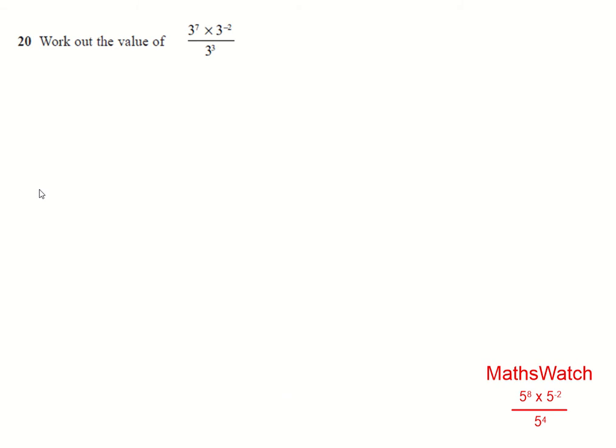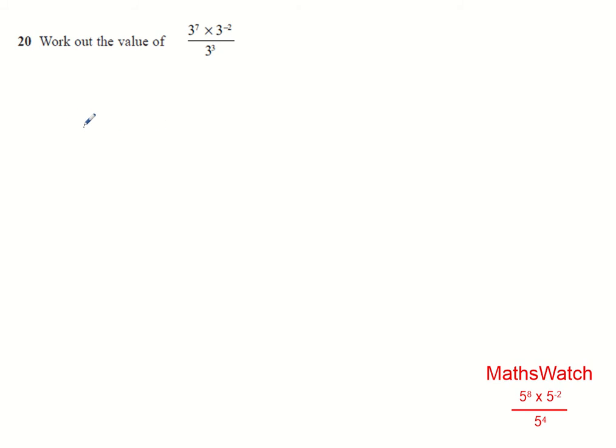Question 20. Work out the value of 3 to the power of 7 multiplied by 3 to the power of minus 2, divided by 3 to the power of 3. Now this is a non-calculator paper, so you will not be working these numbers out. They are going to be very big and very small in the same question. So instead, this is a laws of indices question. There are rules to how we simplify index numbers when we've got the same bases.